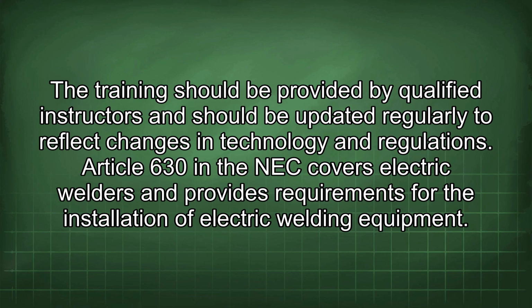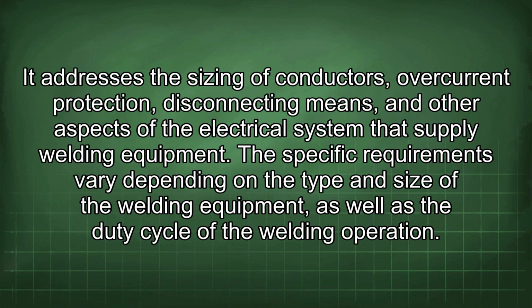Article 630 in the NEC covers electric welders and provides requirements for the installation of electric welding equipment. It addresses the sizing of conductors, overcurrent protection, disconnecting means, and other aspects of the electrical system that supply welding equipment. The specific requirements vary depending on the type and size of the welding equipment, as well as the duty cycle of the welding operation.